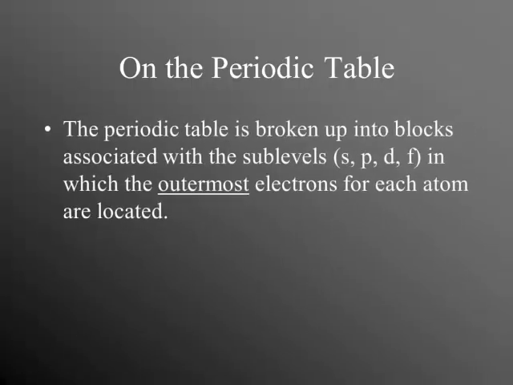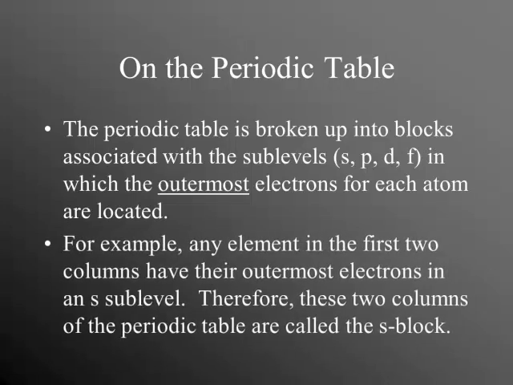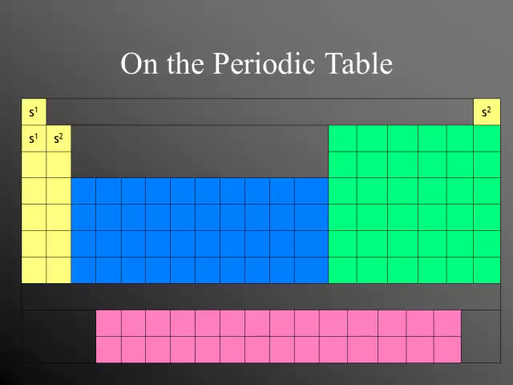What's faster is using the periodic table to tell you the order of the orbitals. The periodic table is broken into blocks associated with the sublevels of the outermost electrons of those atoms. For example, any element in the first 2 columns has their outermost electrons in an s sublevel. These 2 columns are called the s block of the periodic table.